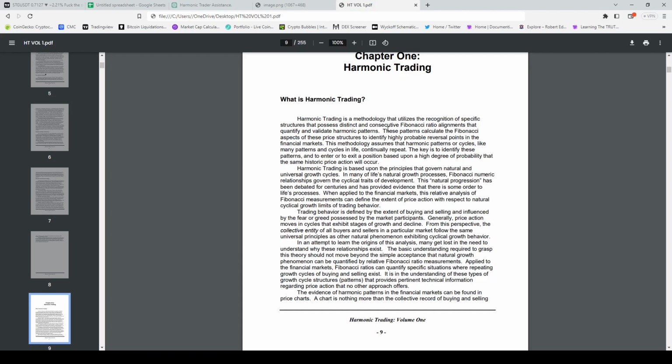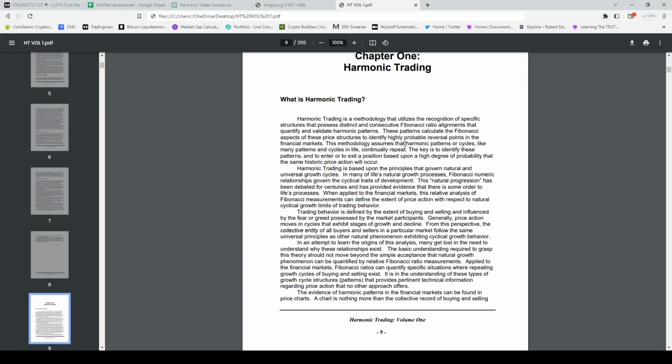distinct and consecutive Fibonacci ratios, and it aligns and quantifies valid harmonics. So basically what that means is you'll have Fibonacci structures, using your Fibonacci retracement tool, that happen over and over again in the market. And if you can identify these structures, you can find those high probable reversal points in the markets.